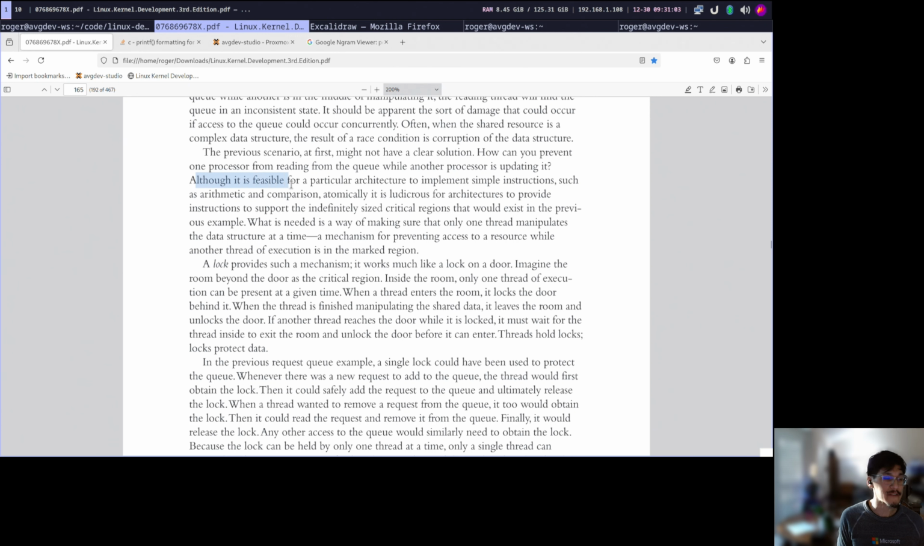Although it is feasible for a particular architecture, say x86, to implement simple instructions such as arithmetic and comparison atomically, meaning that it is possible for x86 instructions to implement simple arithmetic like add, subtract, divide, multiply, or comparison greater than, less than, equal to, whatever. They can do this atomically, right?